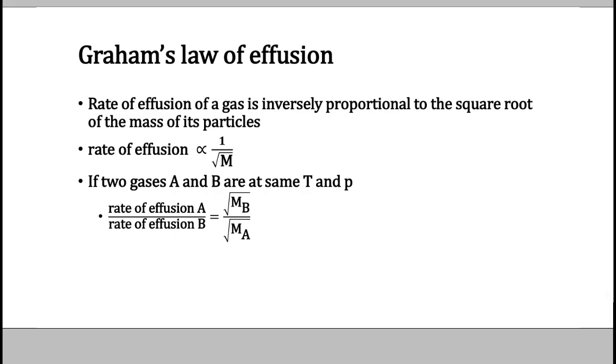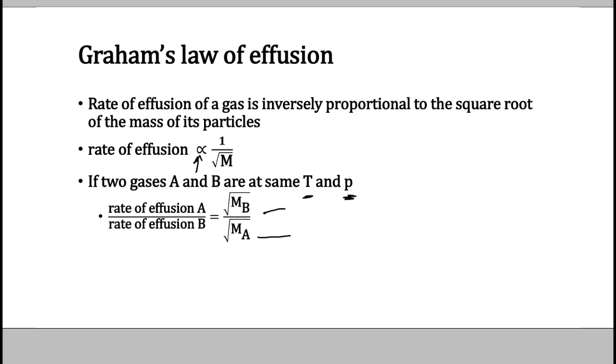So Graham's law of effusion says that the rate of effusion is inversely proportional, so that's what that alpha sign means, to the square root of the mass of its particles. So if we want to compare two gases, A and B, since they're inversely related, the rate of A to the rate of B would be equal to the square root of the molecular weight of B over the molecular weight of A. And this is assuming that they are at the same temperature and pressure.